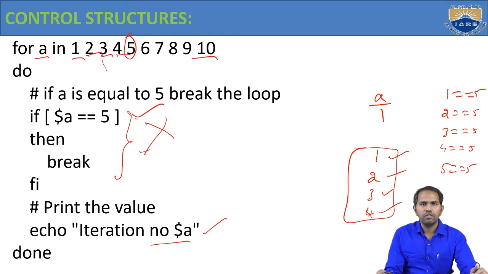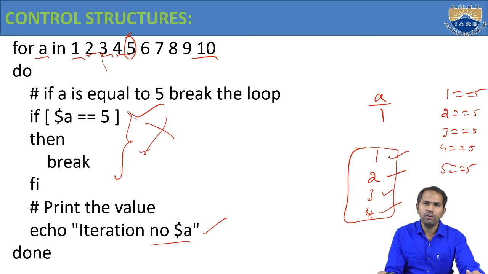Then 3. It is not equal to 5, so printing. Next, 4 is not equal to 5. Then 5. 5 equal to 5. Whenever 5 equals 5, it's a matching criteria. Then it should break. The total loop should break here.